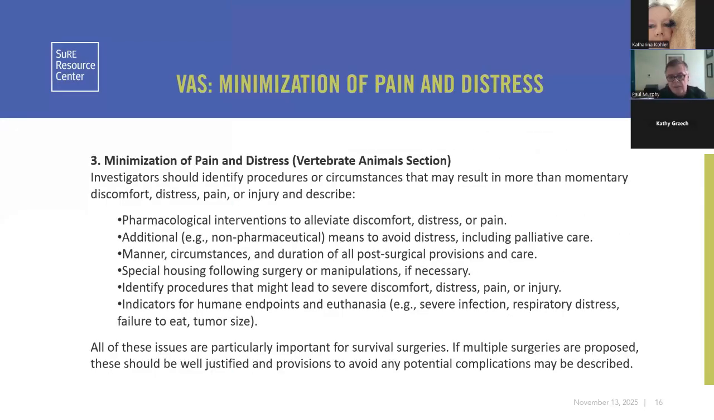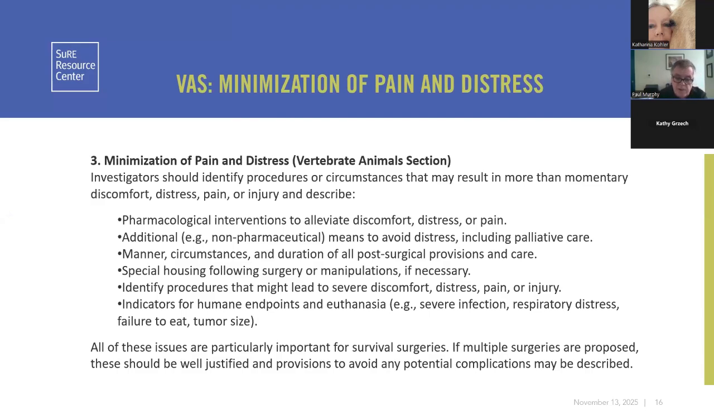The last component in the VAS section is minimization of pain and distress. So you have to identify procedures or circumstances that may result in anything more than momentary discomfort, distress, pain, or injury. And you want to focus on how you would ameliorate or attenuate that injury. So pharmacological interventions such as pain relief of various forms, either NSAIDs, perhaps opiates, or various other types of things you may use to alleviate stress.